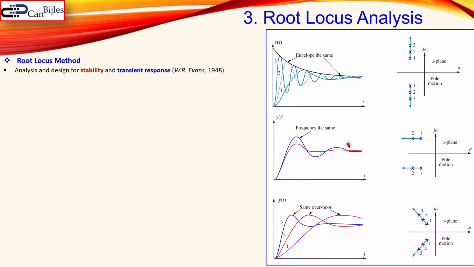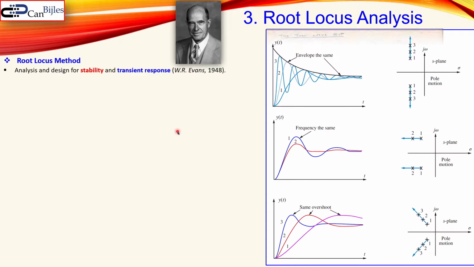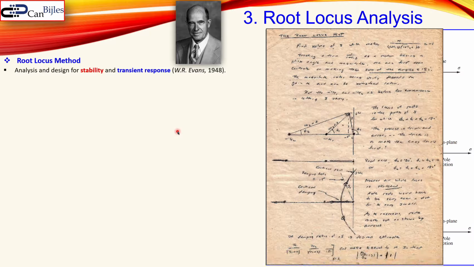The root locus method is an analysis and design method for stability and transient response, which was developed and invented by Evans in 1948. And this is our engineer, and this is one of his papers, or let's say sketches or calculations, which describe this root locus analysis. It's a very powerful method which gives you graphically what is going on and how to calculate the parameters for your controller.